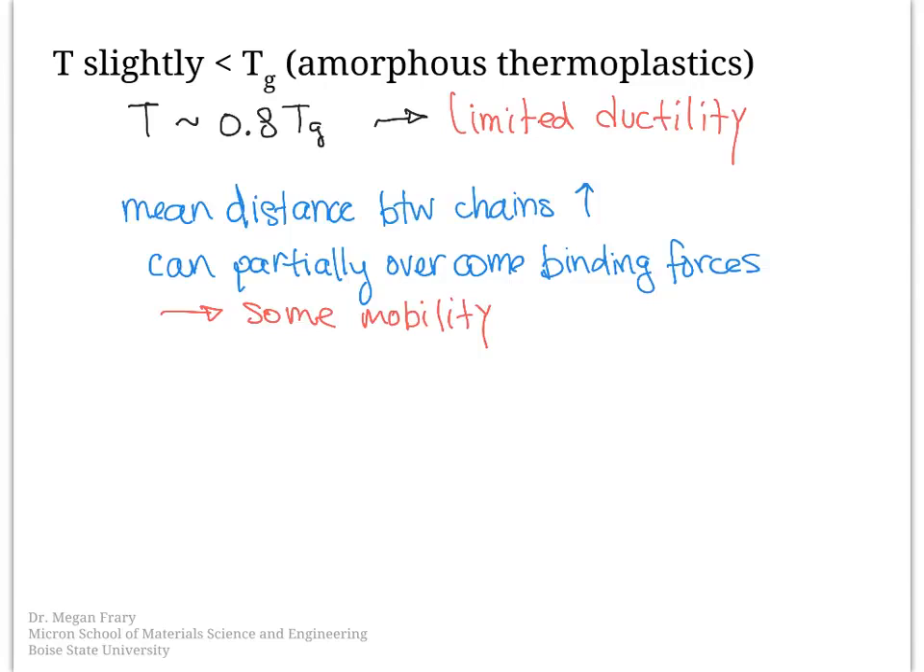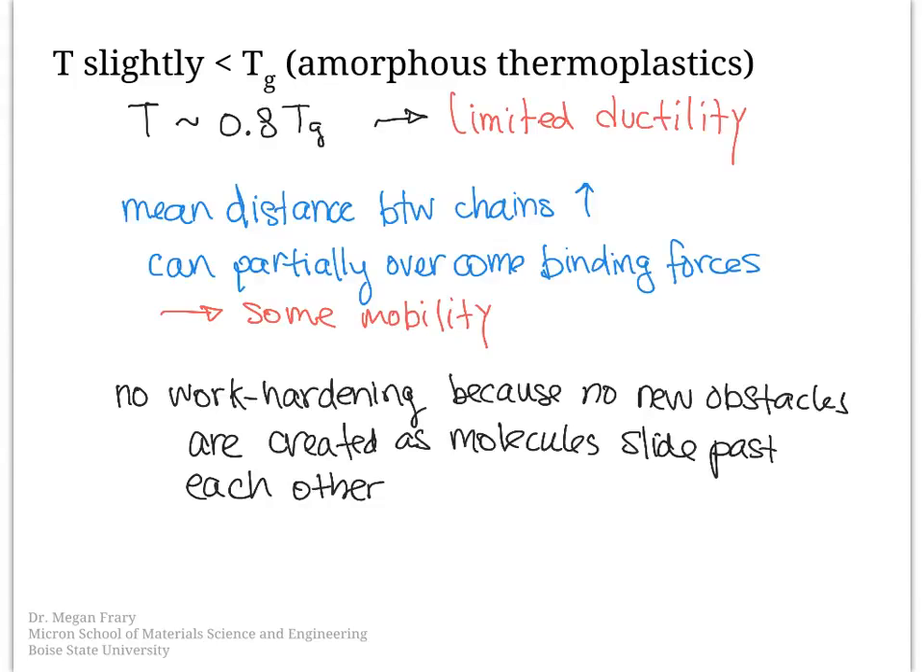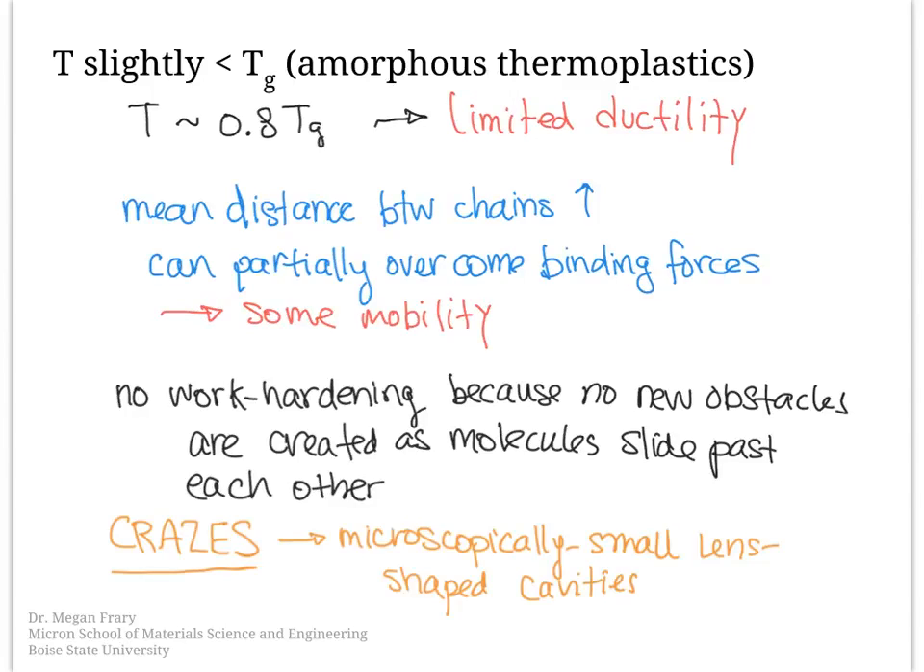It's important to note, though, that unlike metals, polymers do not work harden during plastic deformation because no new obstacles are created as the molecules slide past one another. During plastic deformation at these temperatures, there are microscopically small lens-shaped cavities that form in the material, and these are called crazes. In the slides that follow, we'll take a look at how crazes form, how they evolve during continued deformation, and what their size is. Let's start by looking at how they form.